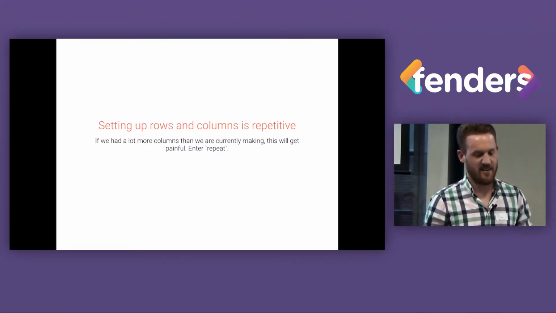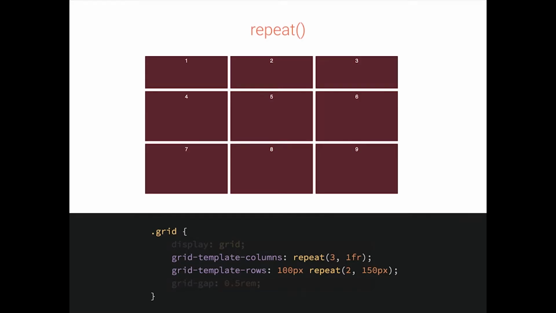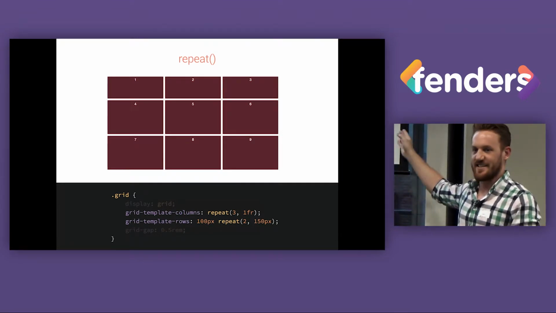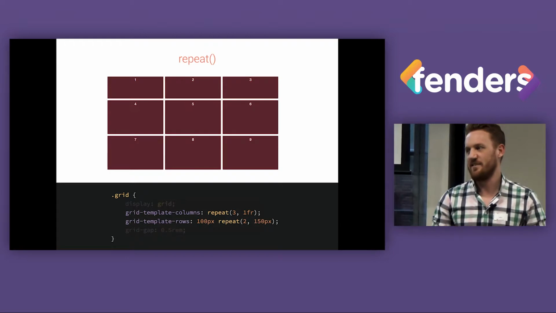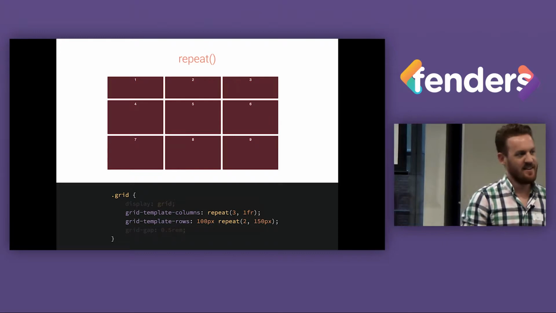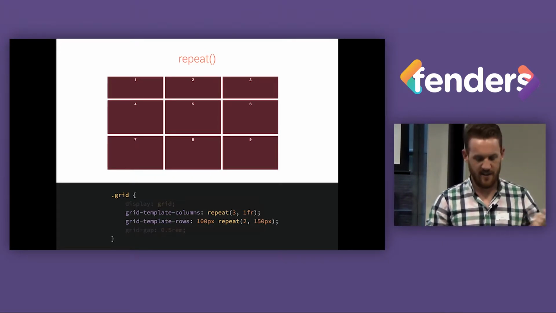So what they've introduced is the repeat method or function. What that looks like is down the bottom there, repeat. So I'm saying I want it to repeat 3 times, one fraction. And this basically redoes any of the 12 column grids. Repeat 12, one fraction, you set the gap, and there you go. That's it. You've just replaced basically all of the flex-based layouts. And then the bottom one as well, I've mixed it in with the others.